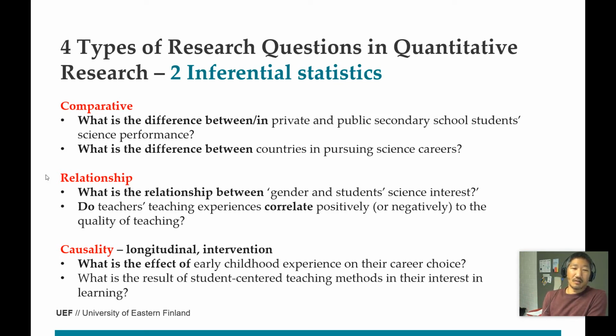And the last one is causality. It usually uses a longitudinal study or an intervention study. Longitudinal means that when we are using the questionnaire, we use the pre-questionnaire at the beginning of the semester, and we collect the post questionnaire at the end of the semester. So we see the differences between the beginning and the end of the semester longitudinally. The other study for using the causality research question is the intervention study. So it also uses the pre and post questionnaire.